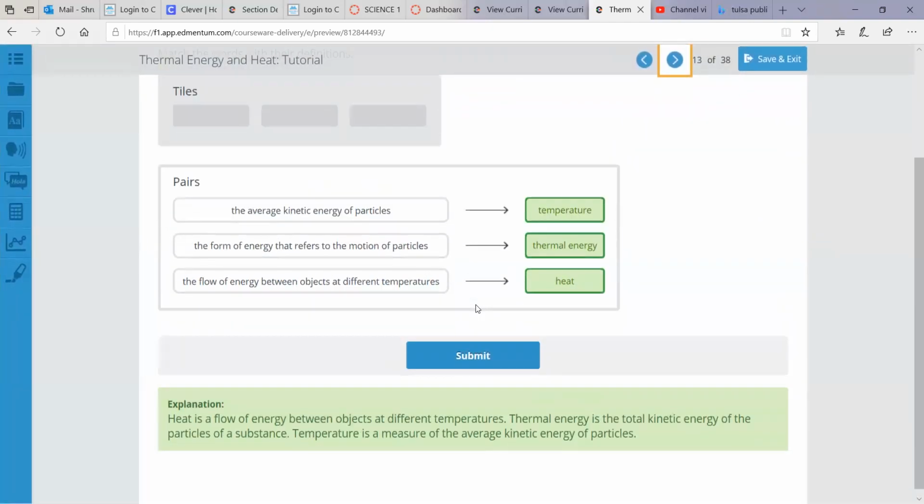So we're given tiles. Just to check your understanding: average kinetic energy is temperature, the total kinetic energy of all the particles in a material is thermal energy, and the actual flow of energy between objects at different temperatures is called heat. So these are three different things that are related.